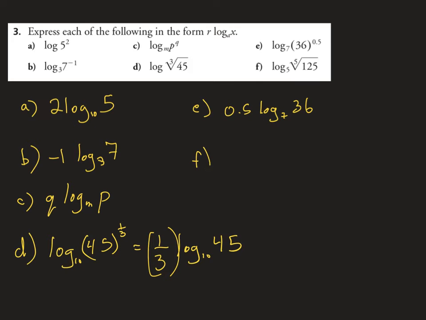And F is going to be 1/5 log base 5 of 125, which, by the way, just equals 3/5. If you're looking, 5 to the 3 is 125, so this right here equals 3, and so 3 times 1/5 is 3/5. All right, let's try question number 4.